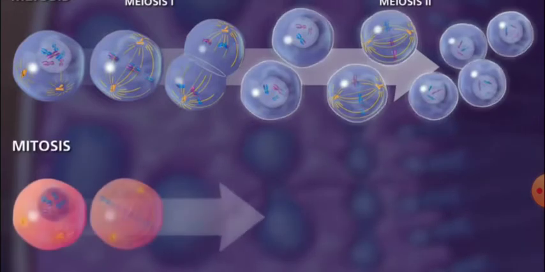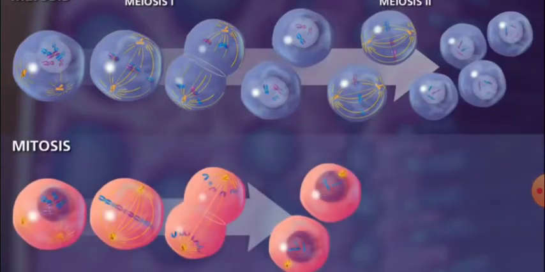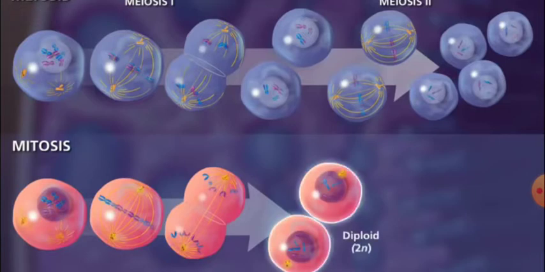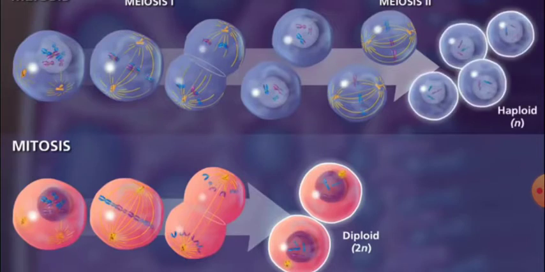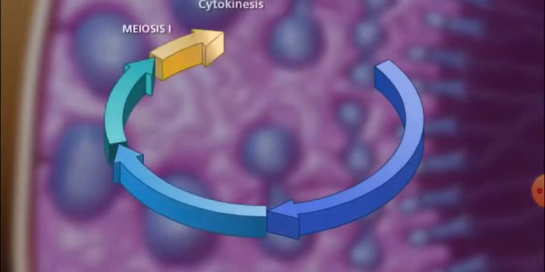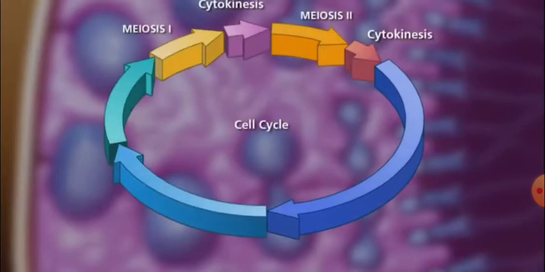This video is showing you the difference between meiosis and mitosis. Meiosis occurs in two stages, meiosis 1 and meiosis 2, while mitosis occurs in one complete process with different stages. So in mitosis, diploid cells are formed, while in meiosis, haploid cells are formed.